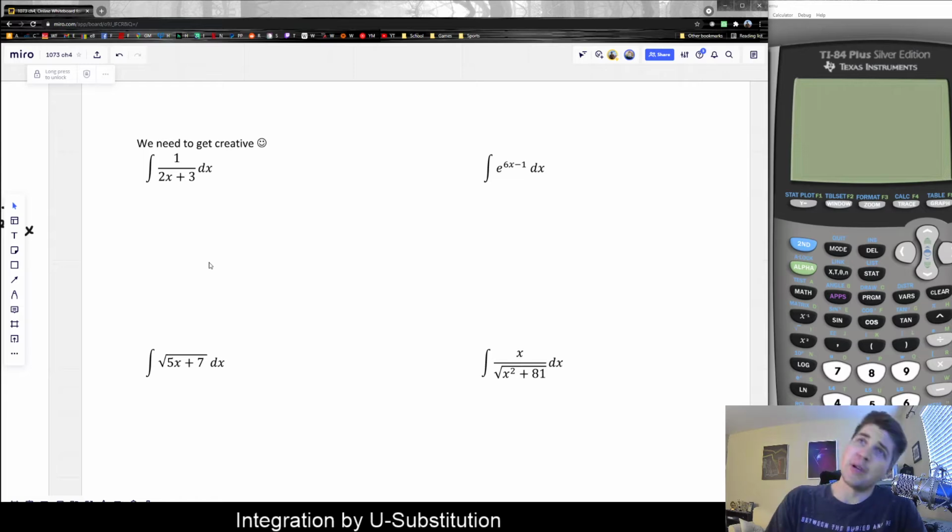So say, for example, we wanted to know what is the antiderivative of 1 divided by 2x plus 3 with respect to x. Well, again, the first thing we need to figure out is, what is u going to be, if it is indeed going to work at all.